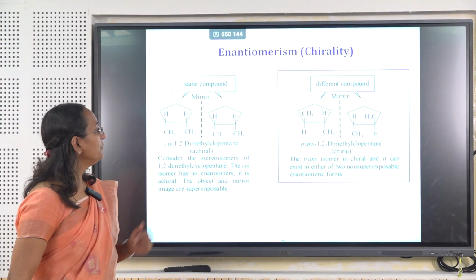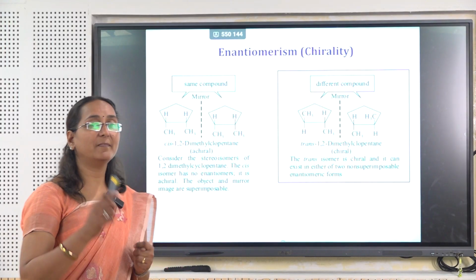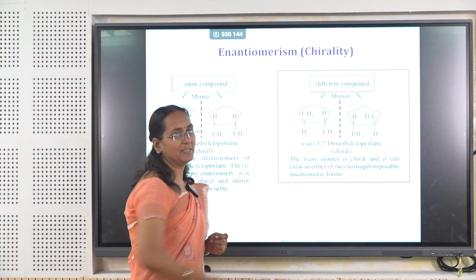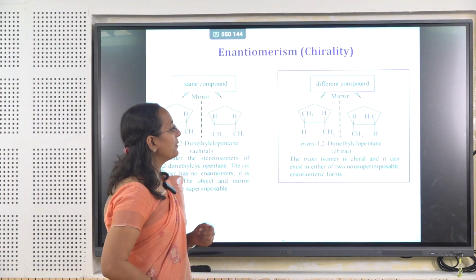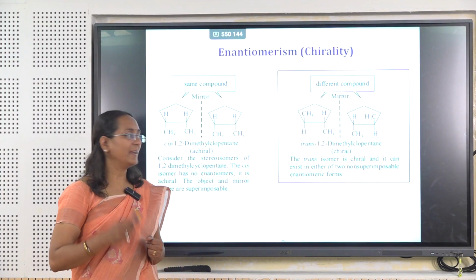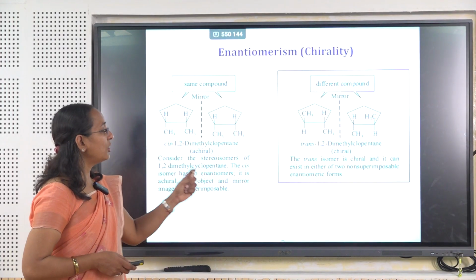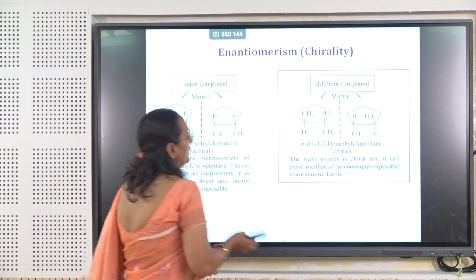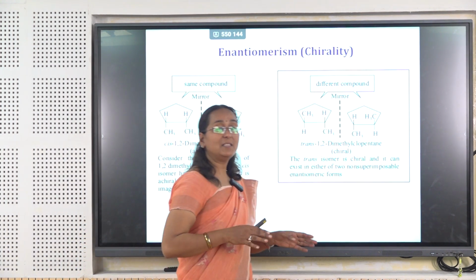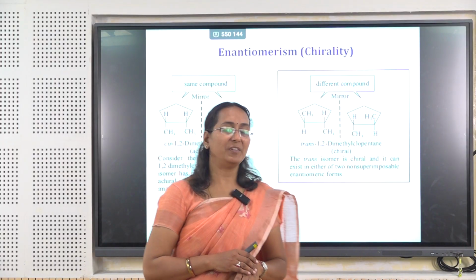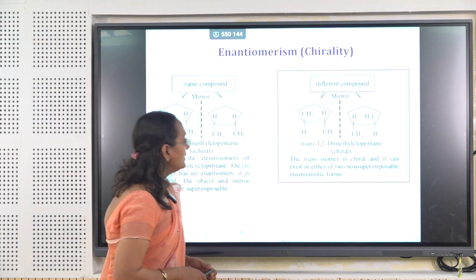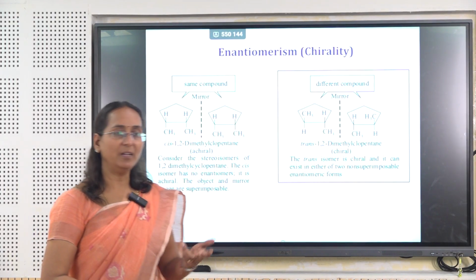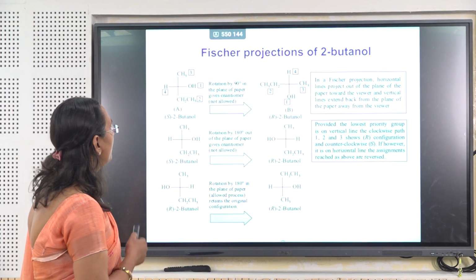But at the same time, if we talk about trans-1,2-dimethylcyclopentane, in this example you can see these CH3 groups are present on opposite sides. It's a chiral type of compound. This trans isomer is a chiral compound, and it can exist in either of two non-superimposable enantiomeric forms, meaning one form can't be superimposed on another. That's why these are non-superimposable mirror images of each other, and that's why these are enantiomers.